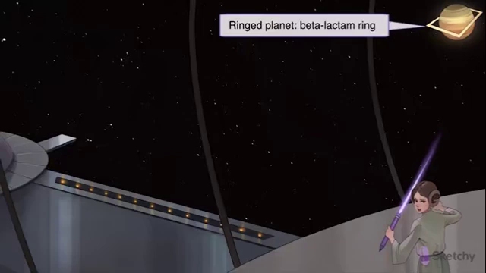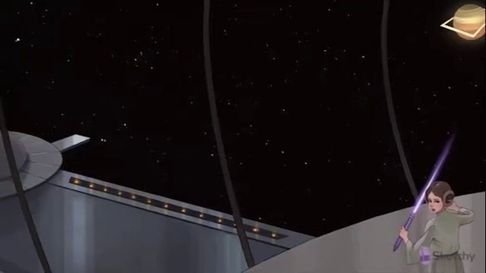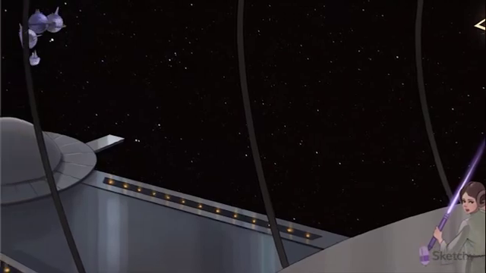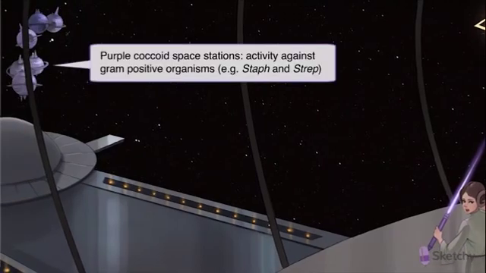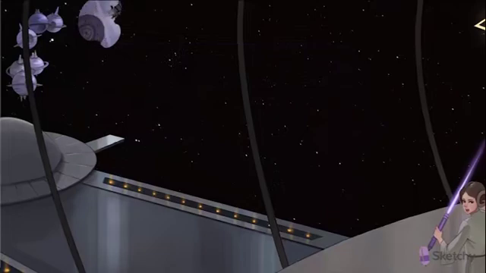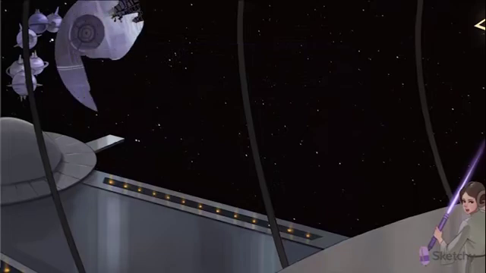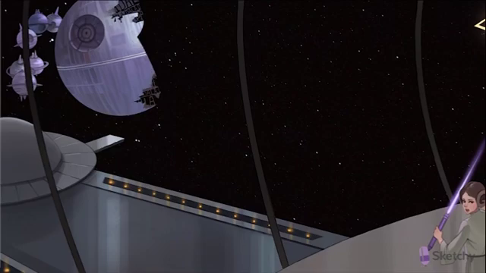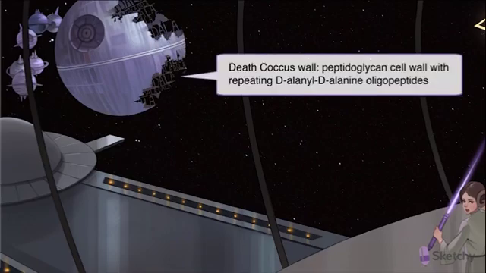In general, penicillins have greatest activity against gram-positive organisms, like staph and strep, represented here by these purple coccoid space stations in clusters and chains, kind of like staph and strep colonies. You see that armored space station being built? The one with enough firepower to destroy an entire planet? That's the Death Coccus. Its structure will remind us of the bacterial cell wall, composed of a complex cross-linked polymer of polypeptides and polysaccharides, peptidoglycan.